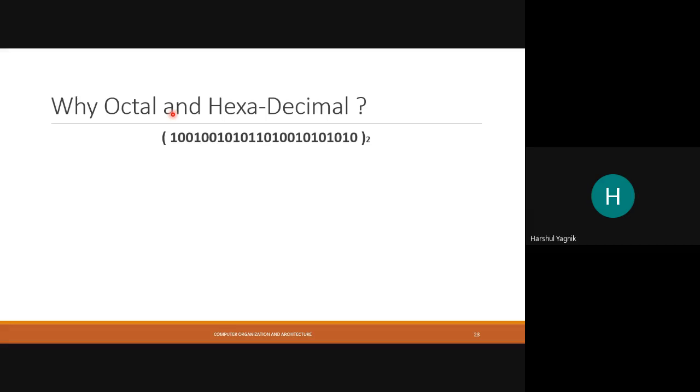Yes, binary to octal and binary to hexadecimal conversion is very easy and it is directly visible. And so when there are long binary numbers which are difficult for us humans to remember, like this 100 101 011 0100 101 01 010, it is difficult for us to remember, right? So for that, if there is octal representation or hexadecimal representation, it will shorten the number and it makes us easy to remember.